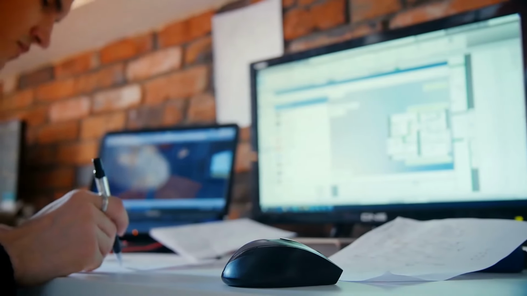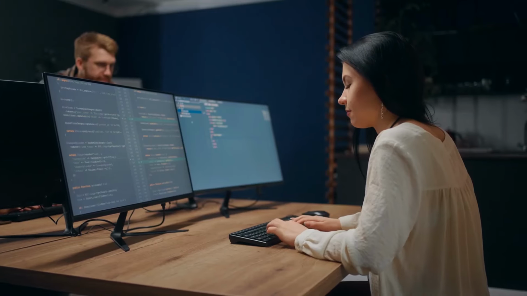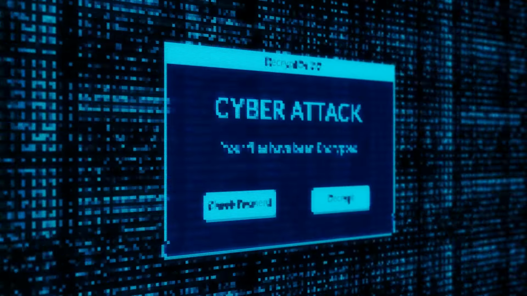What if your organization's sensitive data was hacked tomorrow, or critical systems were suddenly unavailable due to a cyber attack?